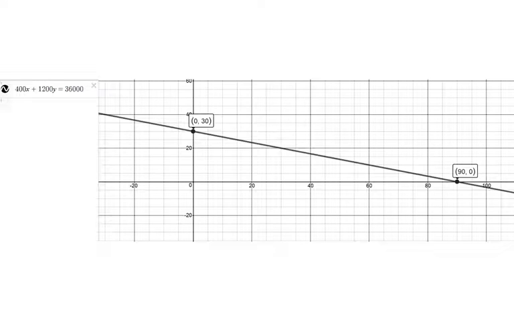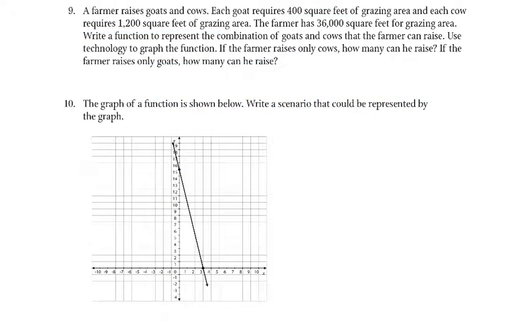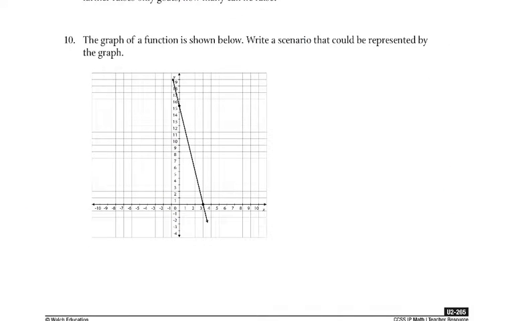And once again, we can see we had to zoom out, but we can see the same information. Okay? So that technology can be very helpful, but you got to understand what the pieces mean. Alright, so last one, number 10. The graph of the function is shown below. Write a scenario that could be represented by the graph.